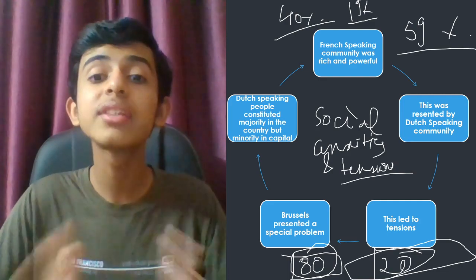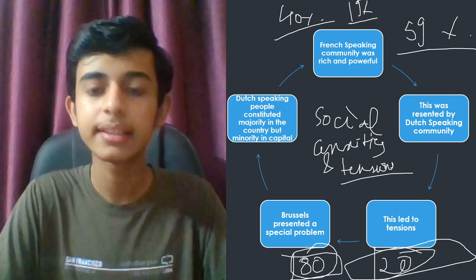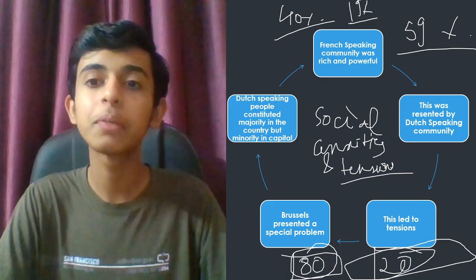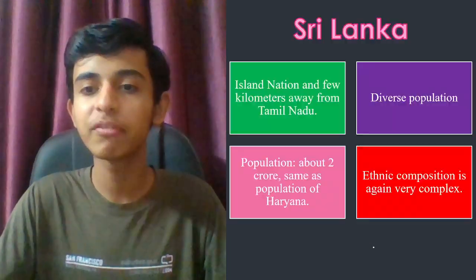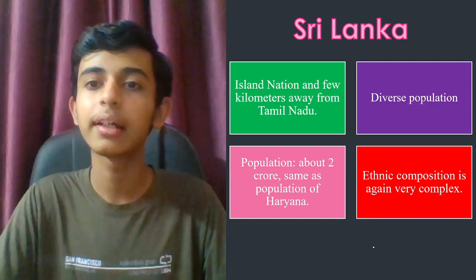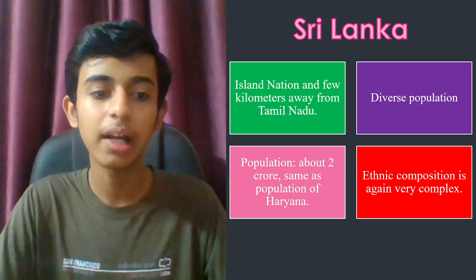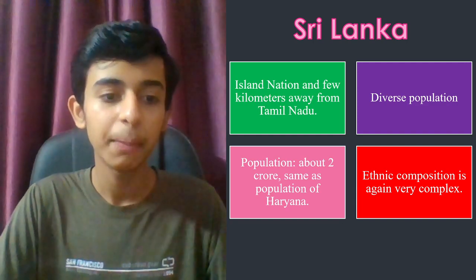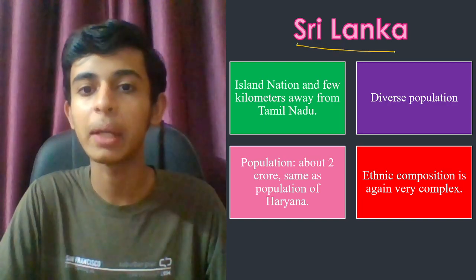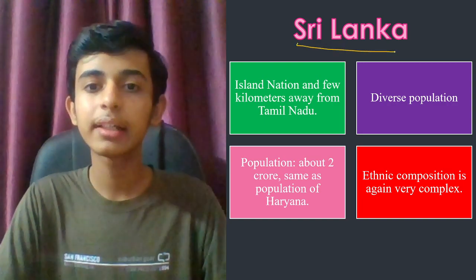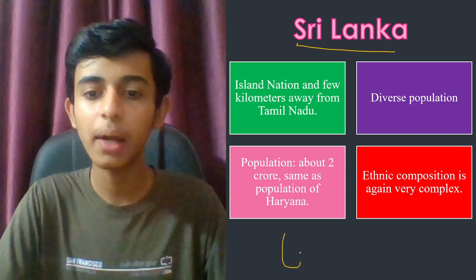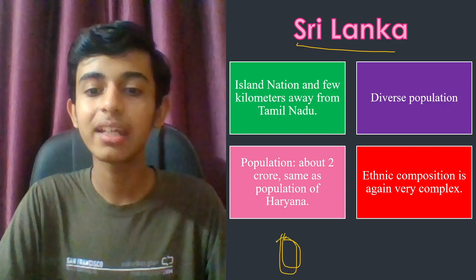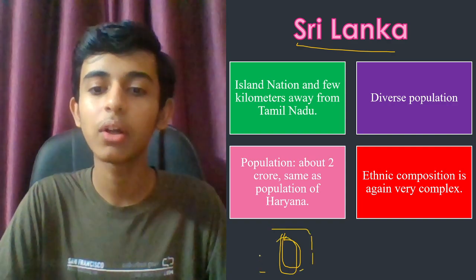But then how to resolve this problem? We will see if Belgium actually resolved it and what steps the government took. Okay, but before that, let's move to Sri Lanka. What was the problem in Sri Lanka? I hope the Belgium case is clear to you, because now we'll be moving on to the Sri Lankan case. Okay, so you know that Sri Lanka is an island nation. Okay, what is an island? I have told you, an island is an area which is surrounded by water on all sides.